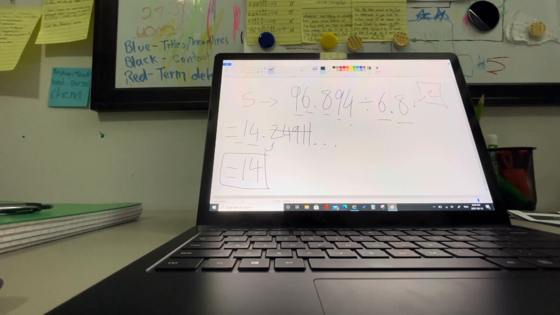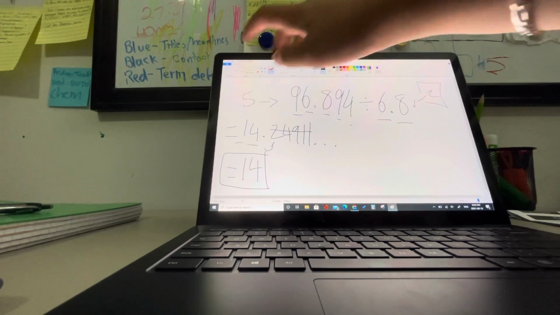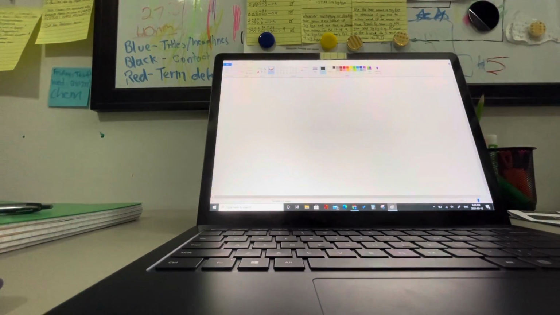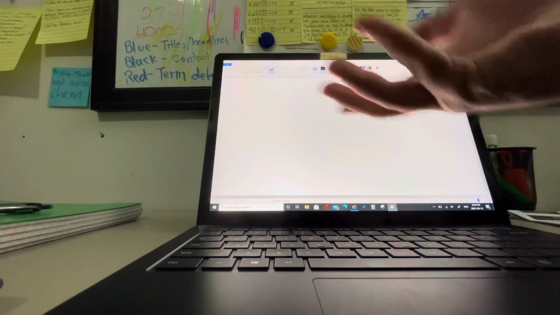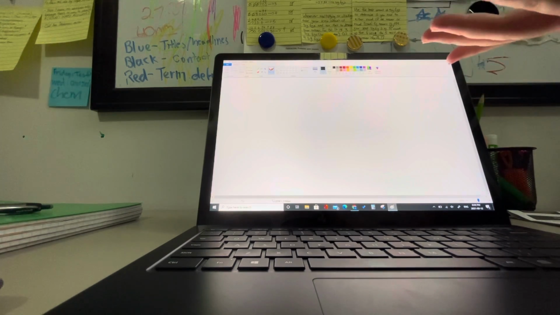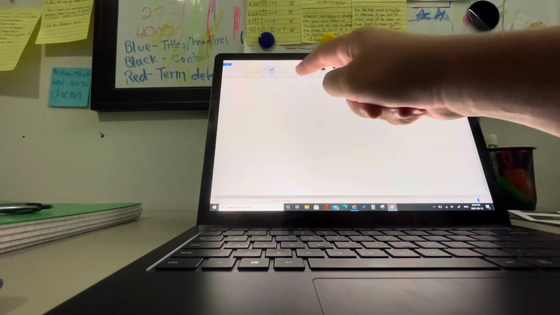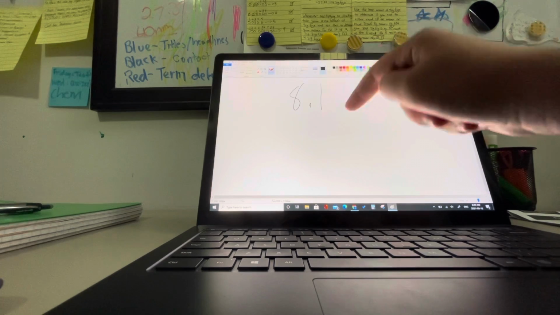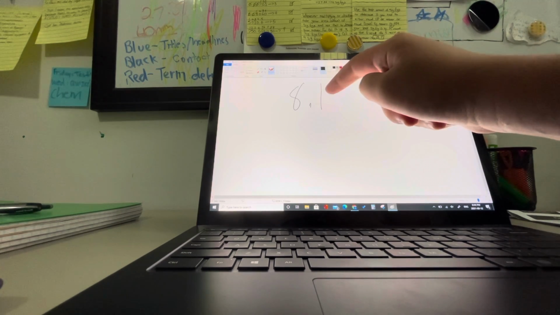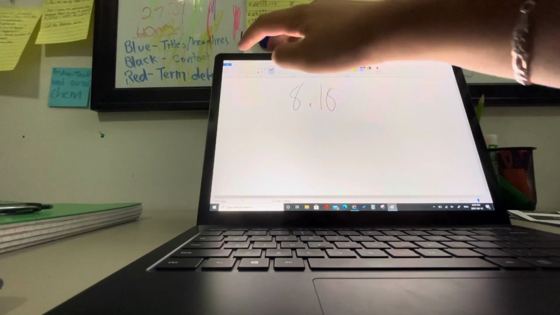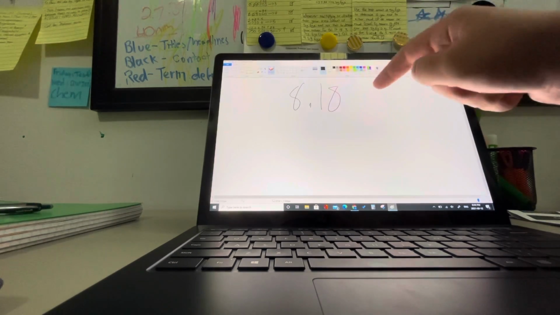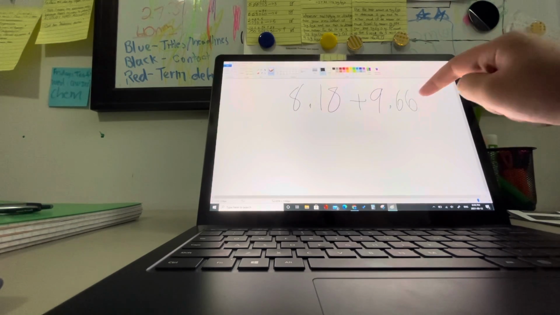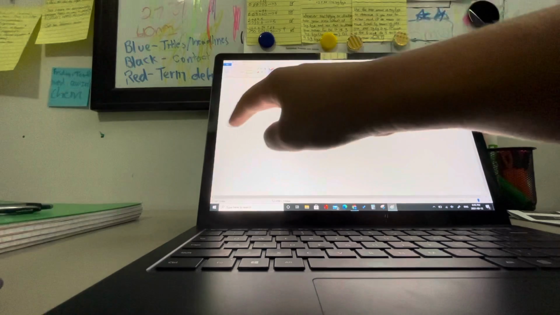You guys are probably going to be surprised about this, but addition is the same thing. It really is. Just trust me on this. The answer is going to be different, though, because you're not multiplying or dividing. You're adding, literally. So here we go. I'm just going to start off with the number 8.18 plus 9.663. Okay, let's put the equal sign down there.